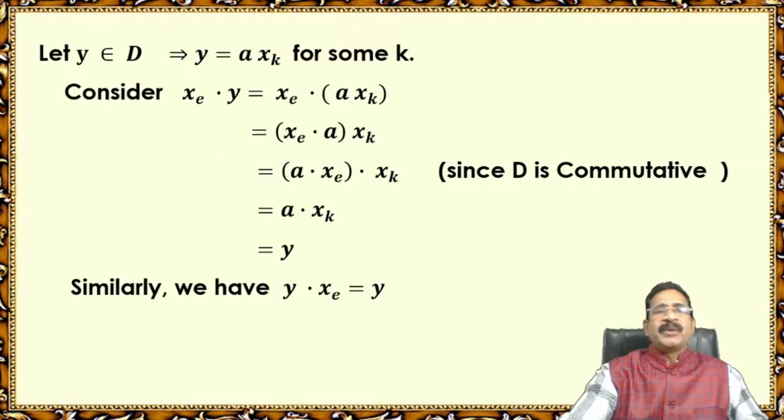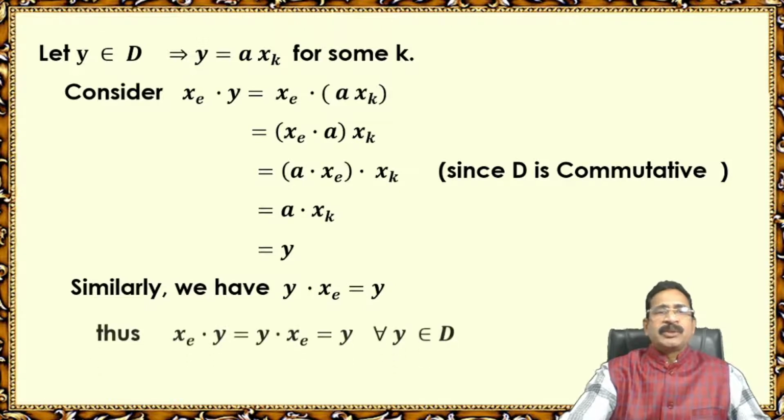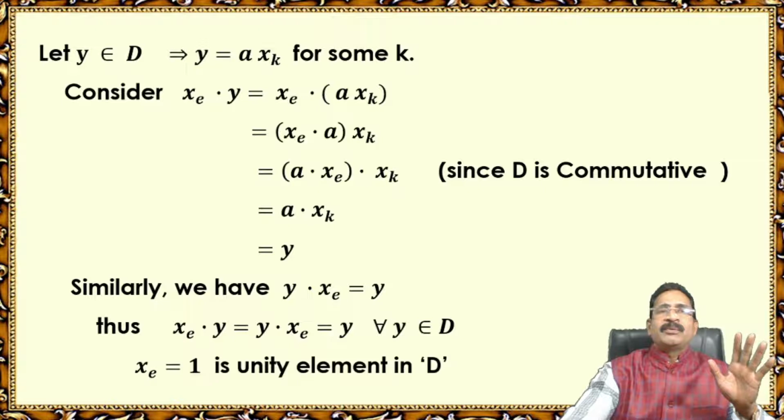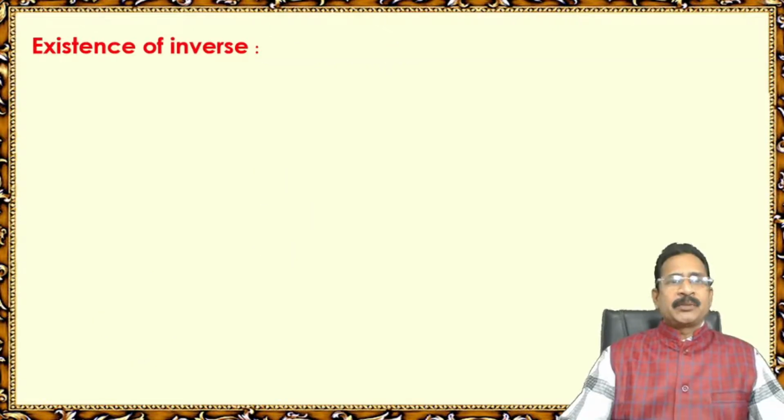Similarly we have y into xe is equal to y. From these two, we conclude that xe into y is equal to y into xe is equal to y for all y belongs to G. So this xe, that is a unit element, is nothing but 1. Now the existence of inverse.